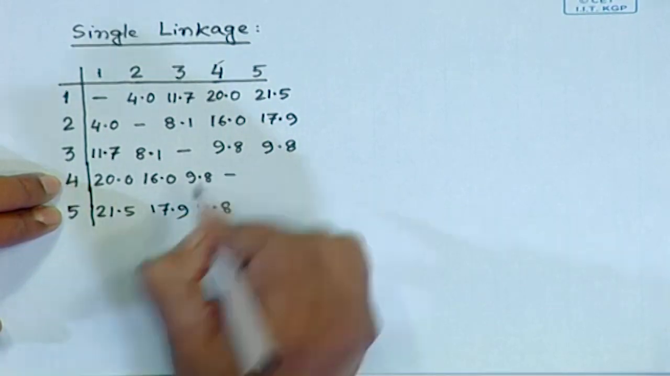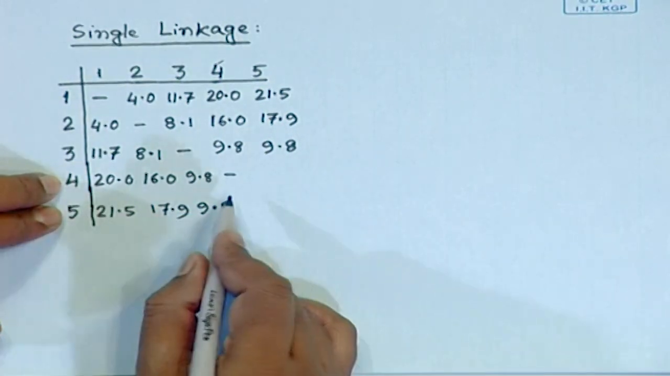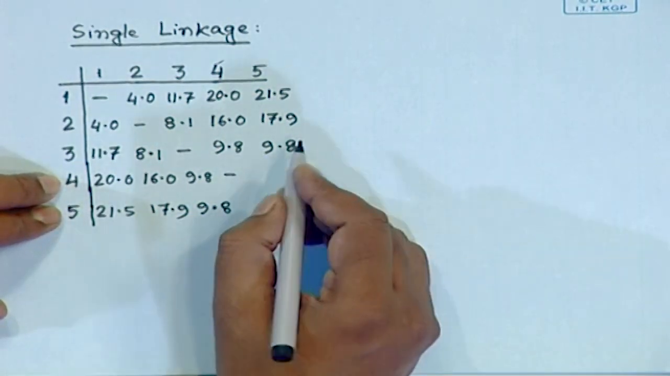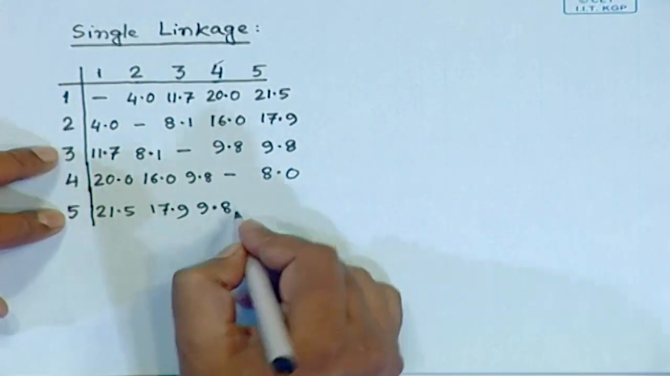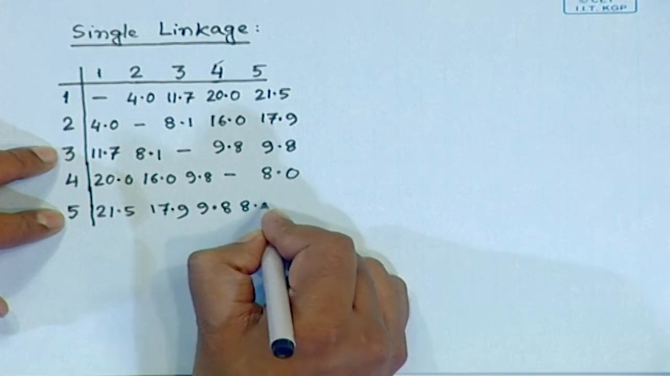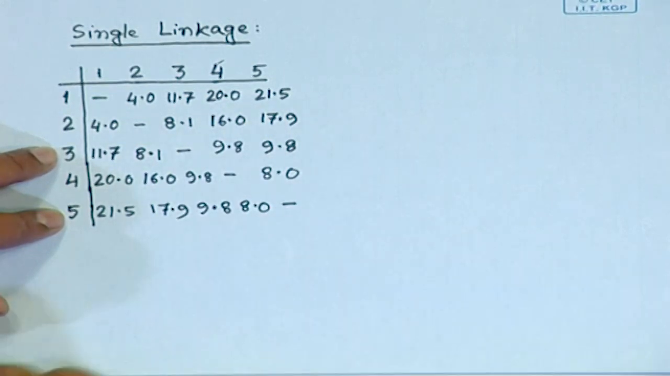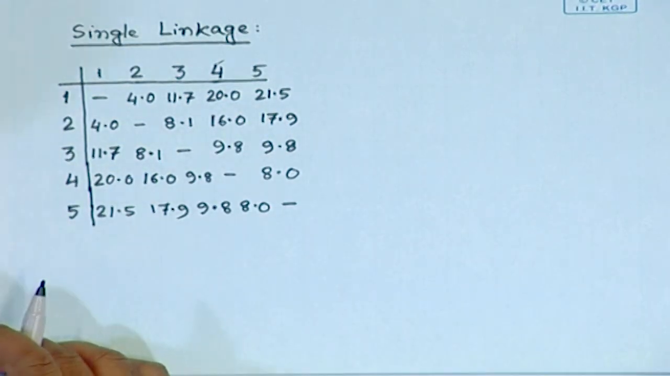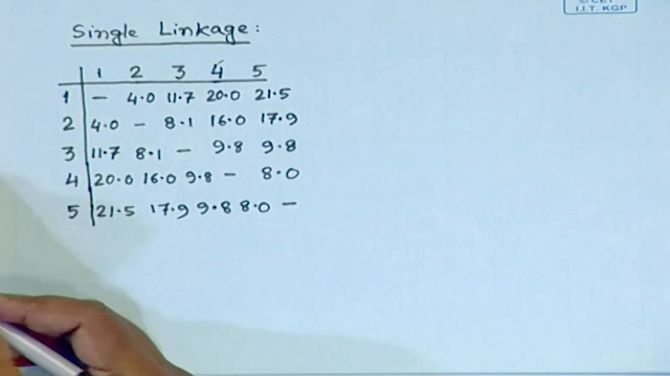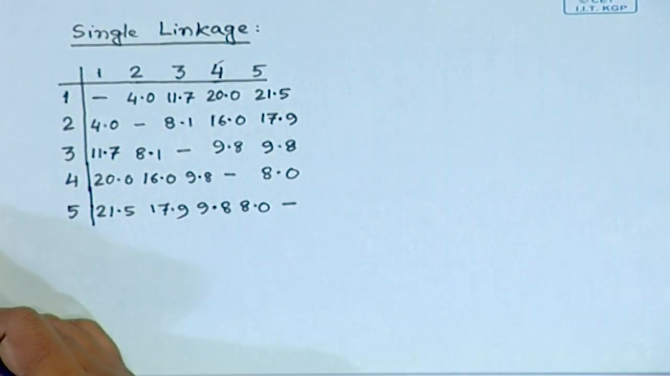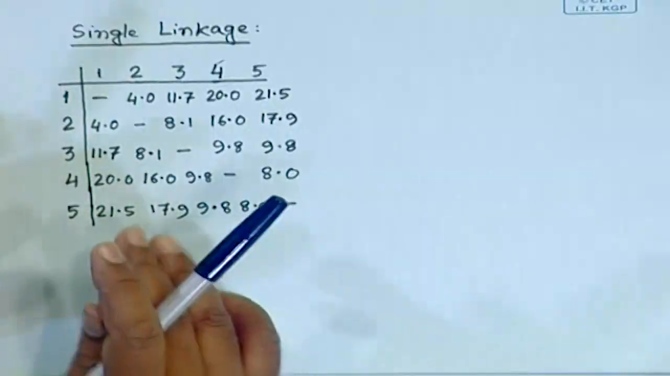Again 4 4 I do not bother, it is equal to 0. Distance between 4 and 5, this is 8.0. So, 5 4, this is also 8.0. What is left out is 5 5, that is 0. Okay. So, I have got a distance matrix, and this distance matrix tells you what is the distance between every pair of feature vectors.